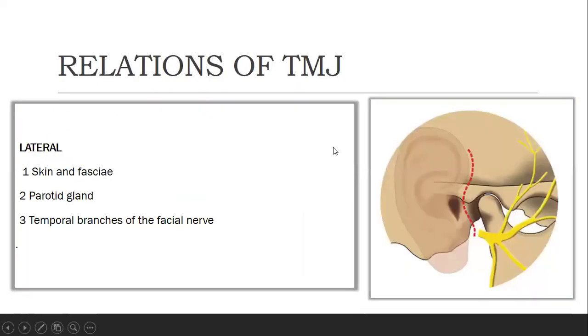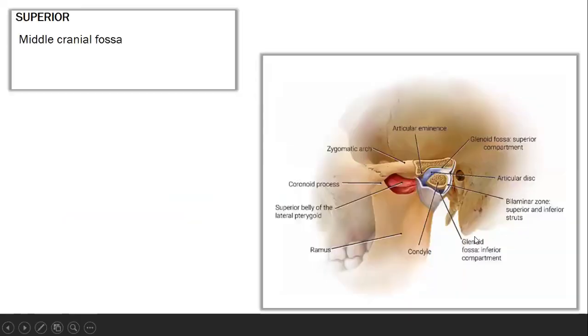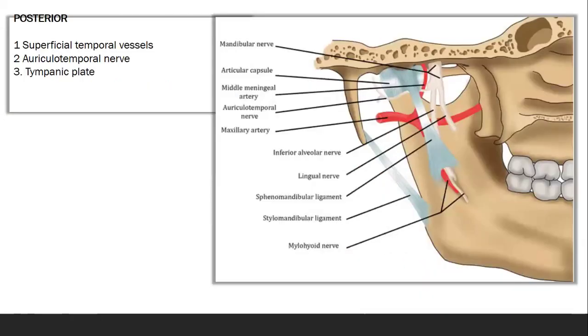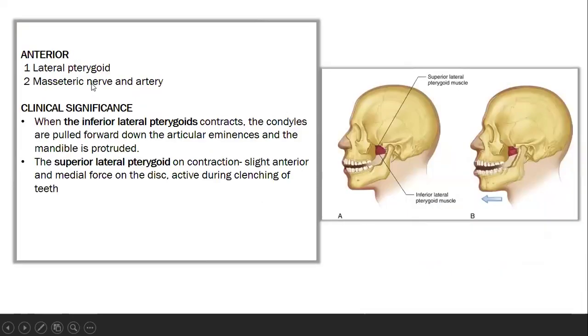In relation to the TMJ are the skin and the fascia, parotid gland, and the temporal branch of the facial nerve. This is the most important relation to the TMJ. Superiorly, there is the middle cranial fossa. Medially, meaning inside, are the spinosphenoid, carotid sheath, foramen spinosum, and middle meningeal artery. Posteriorly, the superficial temporal vessels, auriculotemporal nerve, and the tympanic plate are present. Anteriorly, the lateral pterygoid and the masseteric nerve and artery.